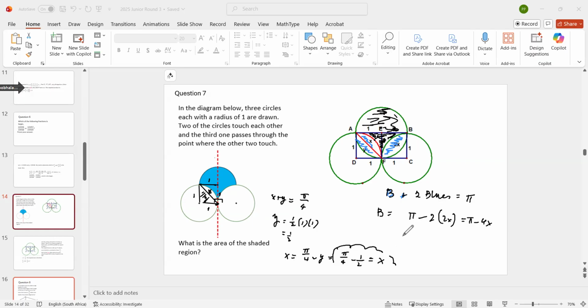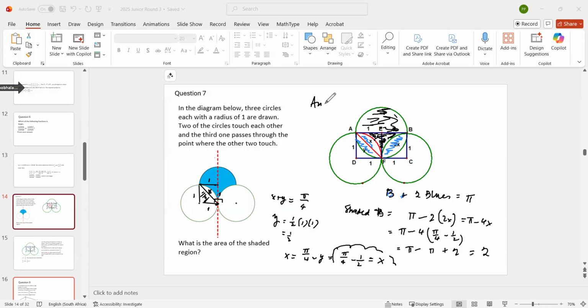We already calculated x. So the black part, the shaded region, which is what we're looking for, is equal to pi minus 4x, and x is pi over 4 minus a half. I calculated x earlier on. Okay, and now when you simplify this, you get pi minus 4 times this. So 4 times this is pi, plus 4 halves is 2, and pi cancel, and the answer is 2.